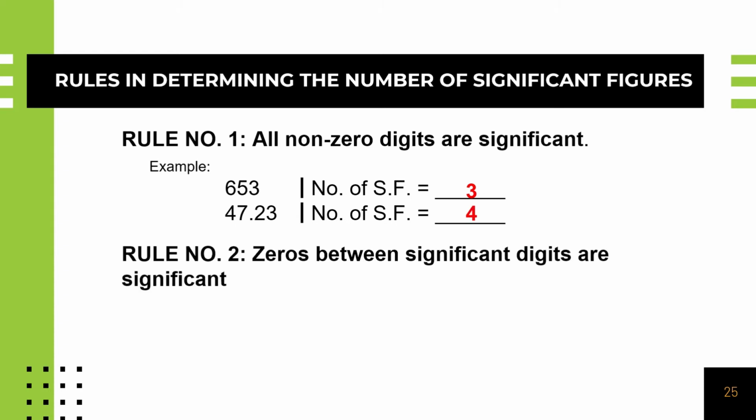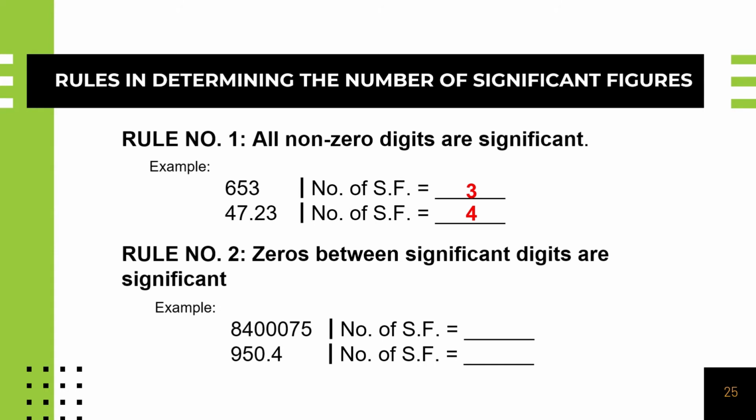Next one, rule number 2, zeros between significant digits are significant. So, lahat daw ng mga zero na napagitnaan ng non-zero digits from 1 to 9 are all significant. So, example niyan is 840075. The significant figure would be 7. And 950.4, regardless of decimal point, these are all significant. Okay, so we have 4 significant figure.